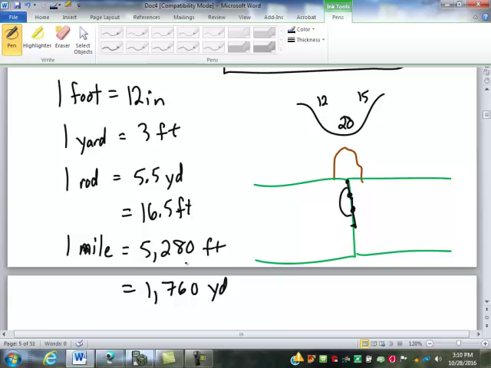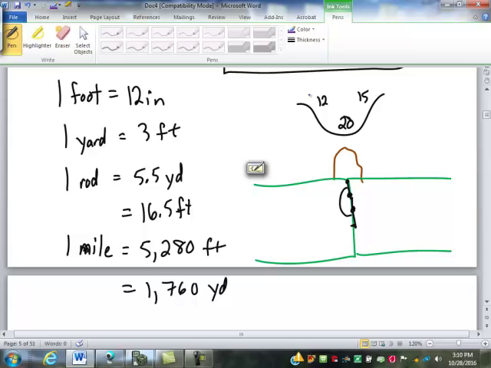So a mile was the distance that Roman soldiers would march in formation, 1,000 paces. Now a pace was from starting on your left foot, going to your right foot, and back to your left foot. So think about that. That's a little over 5 feet. So 1,000 paces would be 5,280 feet.